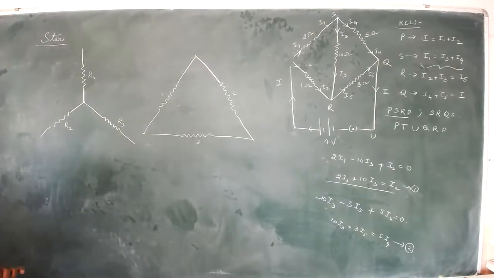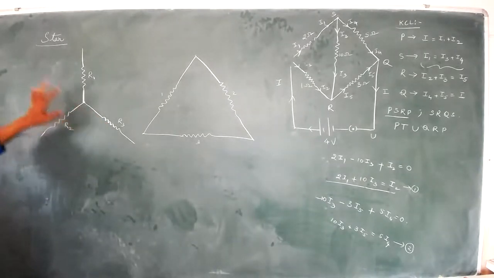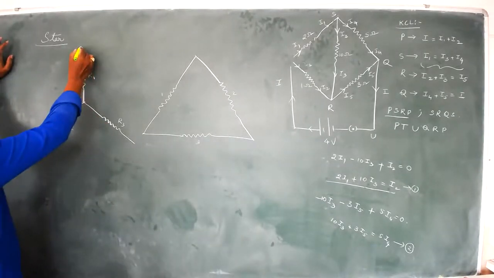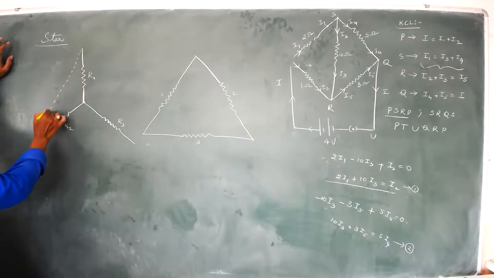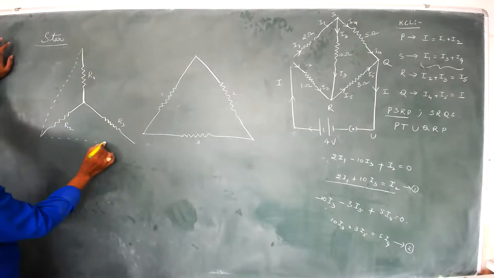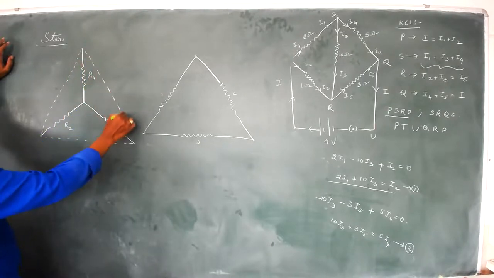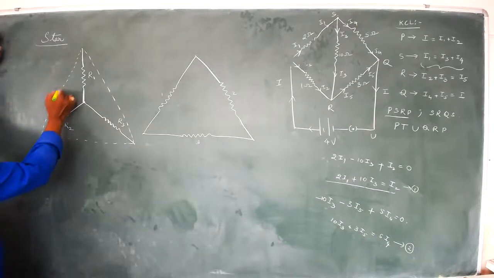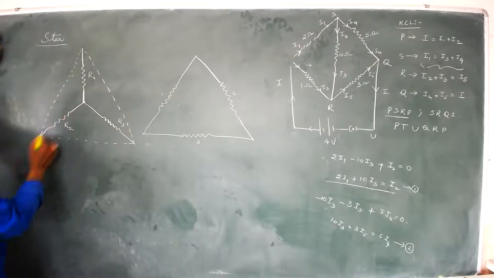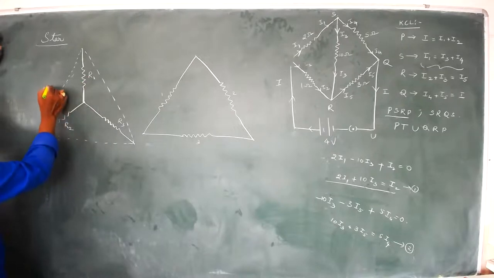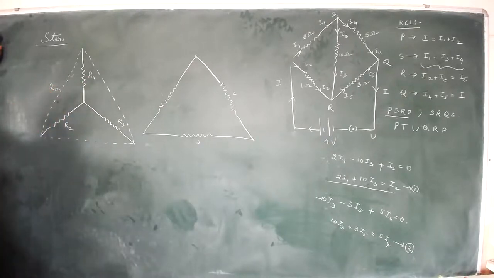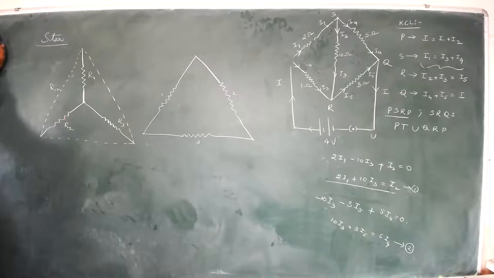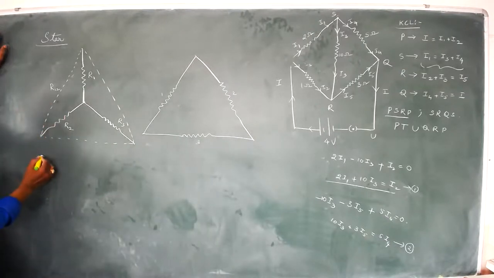So this is star to delta. Here, you will be drawing one triangle. These two points you need to connect, these two you need to connect, and these two you need to connect. Then what will be the resistance over here? This is due to R1 and R2. This is R12.